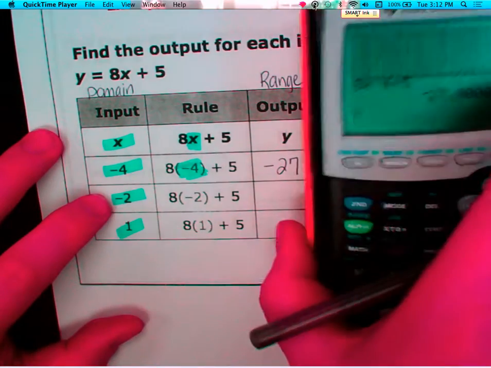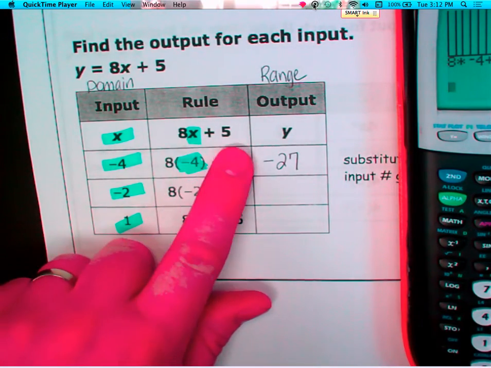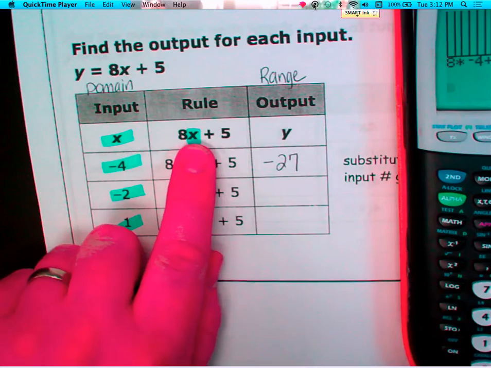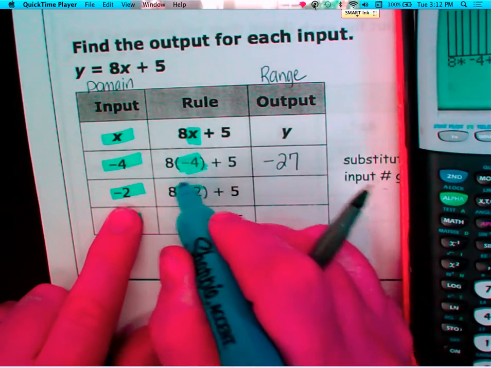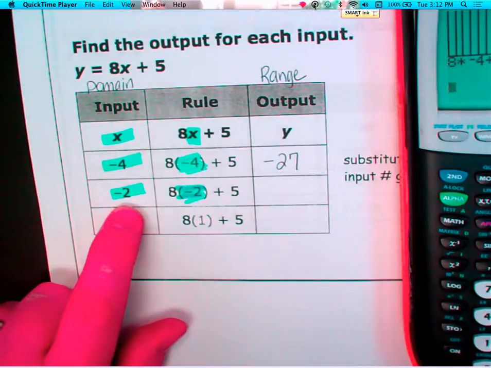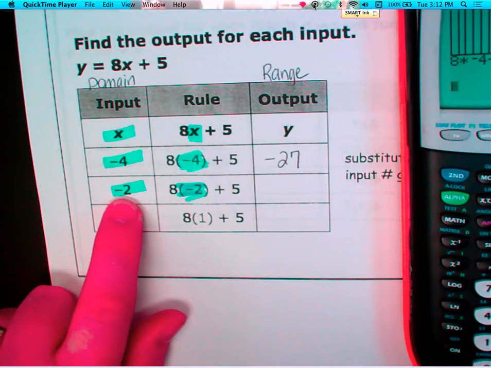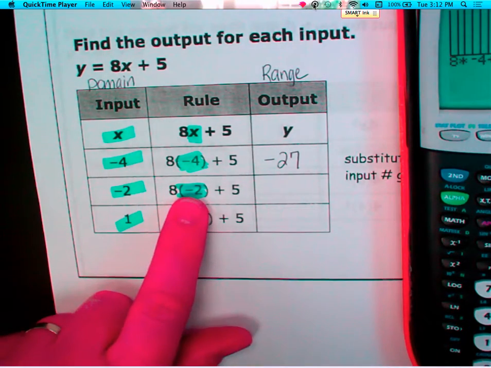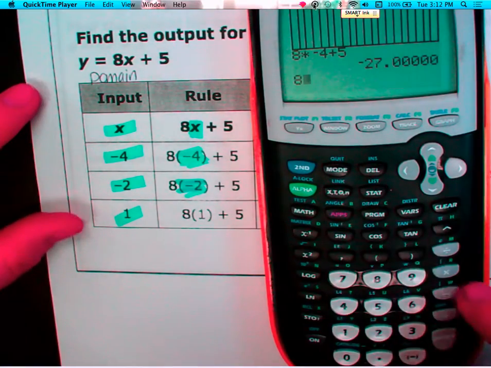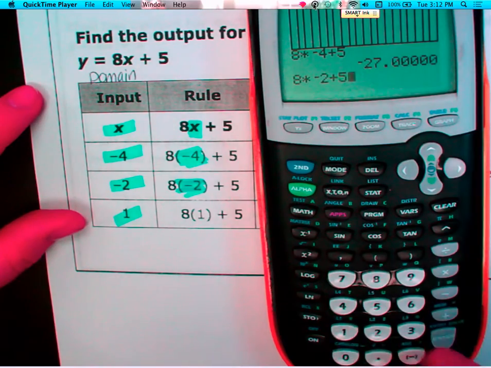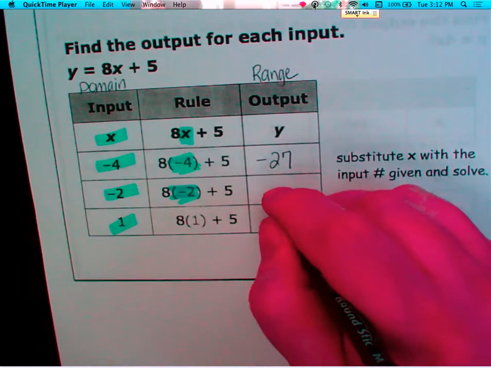I'll do another one here, okay? Same thing, 8 times x plus 5. This time I'm not calling x negative 4, but negative 2. That's my new domain. This is a function, so remember, I can't repeat my domains. I'm never going to use a negative 4 again, so I'm using a negative 2 now. So 8 times negative 2 plus 5. Put it into my calculator, and it gives me negative 11 for my range, or my output.